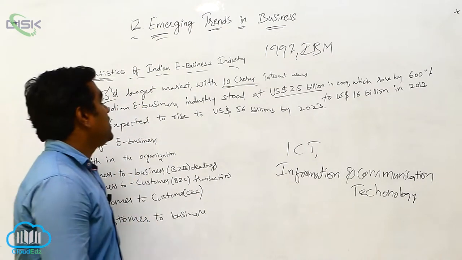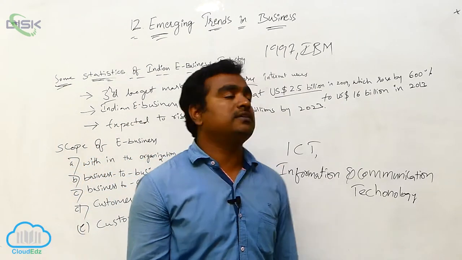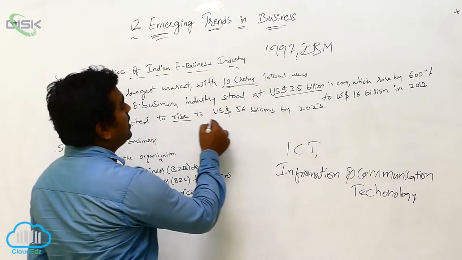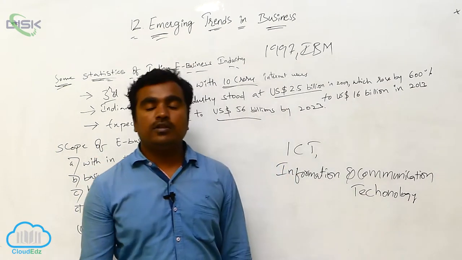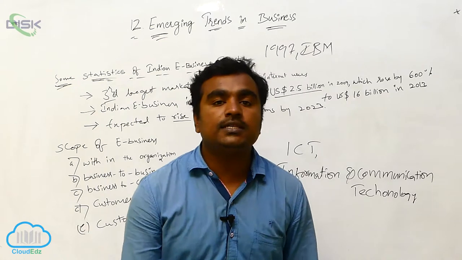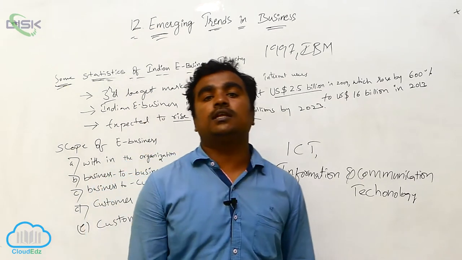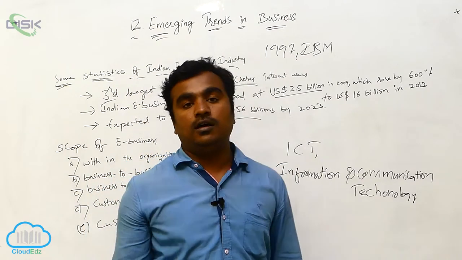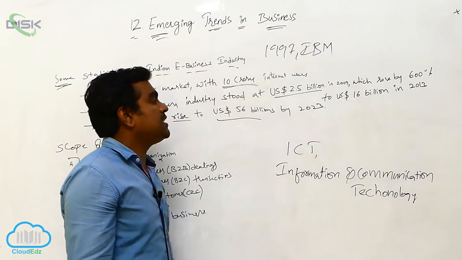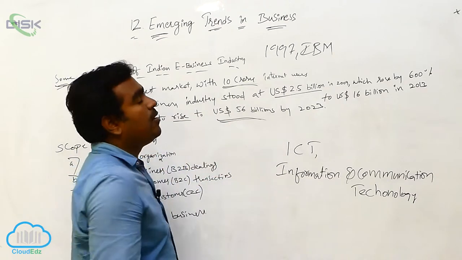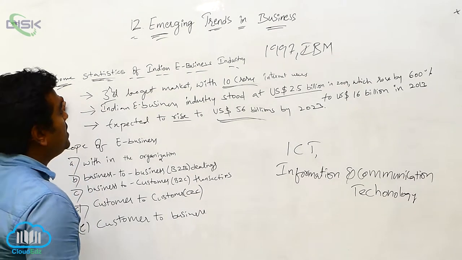Next, e-business is expected to rise. The surveys in 2013 were expecting it to rise to $56 billion of US dollars by 2023. So these are the statistics of the usage of the e-business industry.